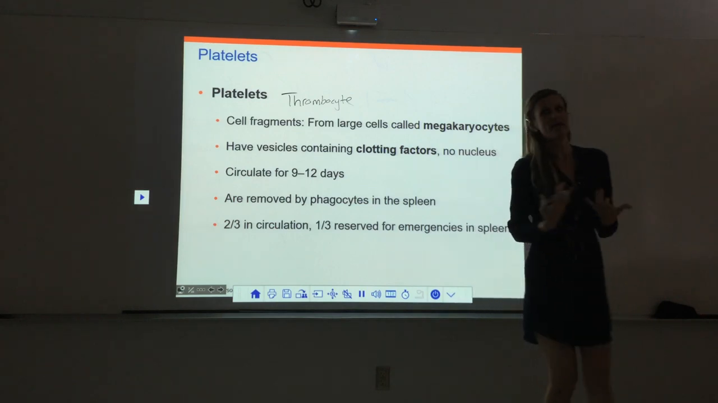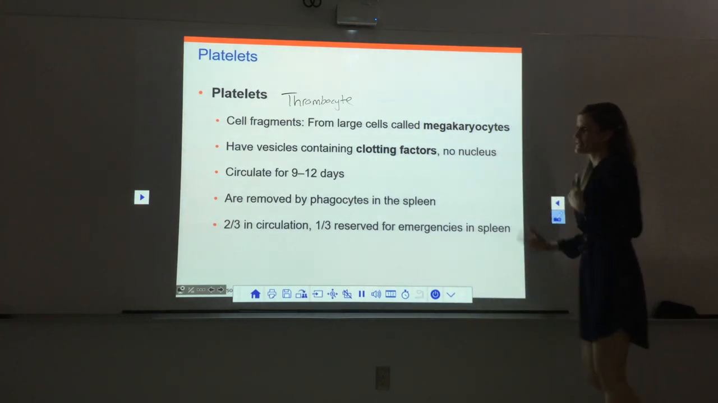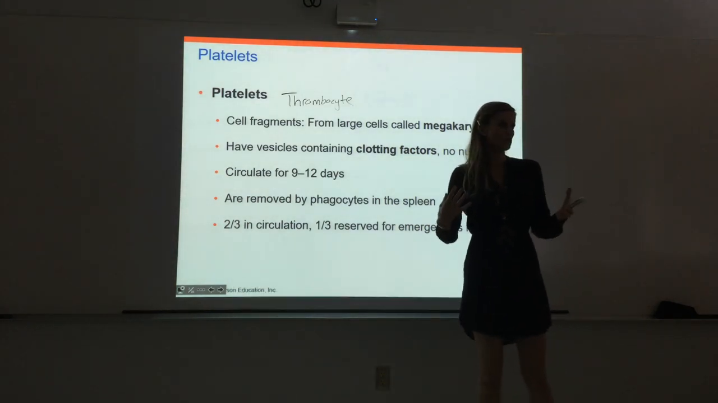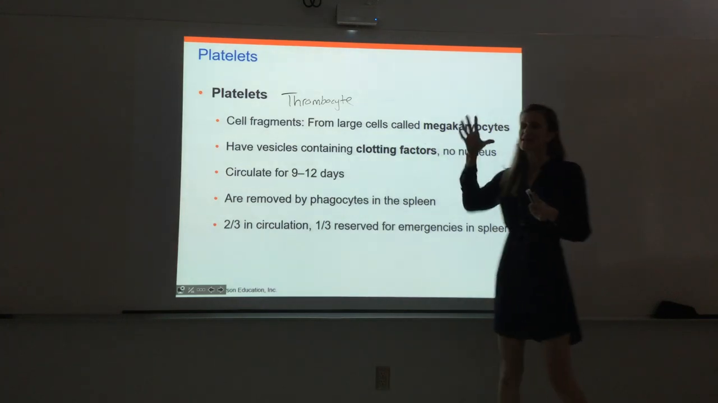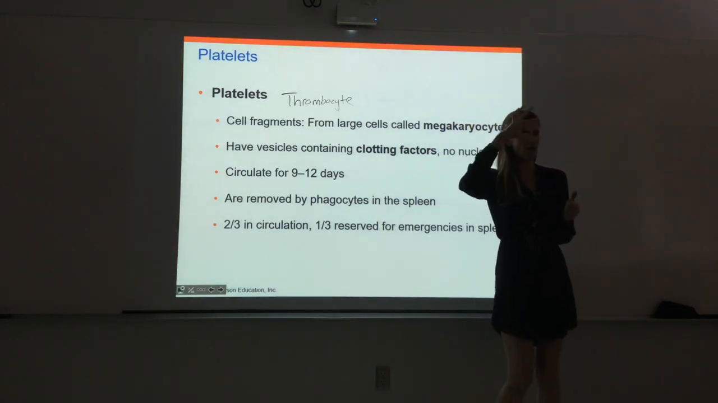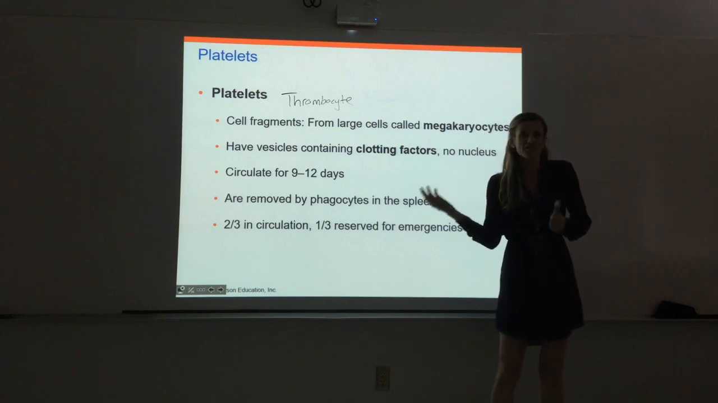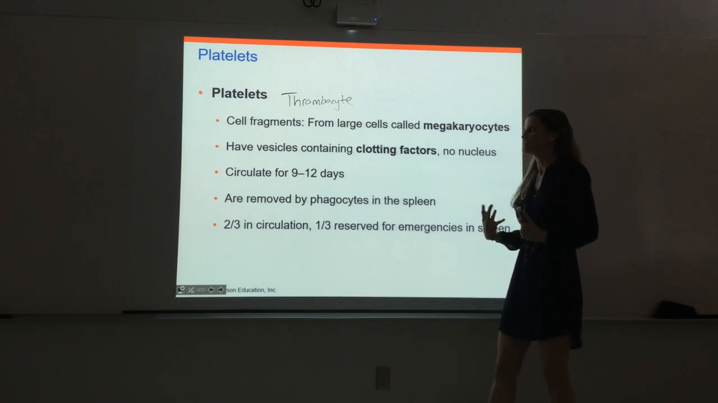Thrombin is a very important enzyme that has to do with blood clotting, but that's where that name thrombocyte is coming from. Remember that platelets are not full cells, right? They're what we call cell fragments. They're literally like little envelopes that pinch off from a bigger cell, and they're really just like sacks of clotting factors. They don't do much else besides assist in the clotting process, so they're not entire cells.